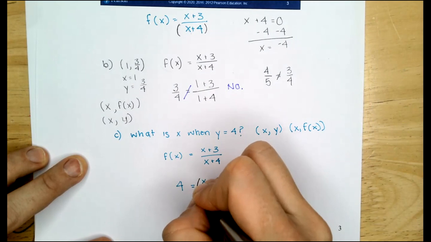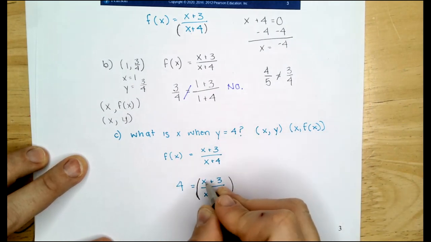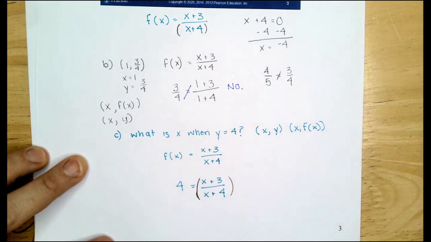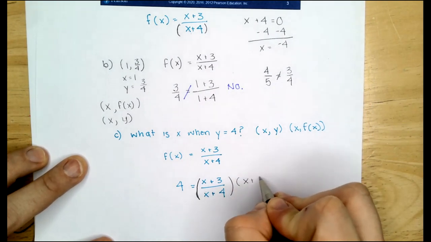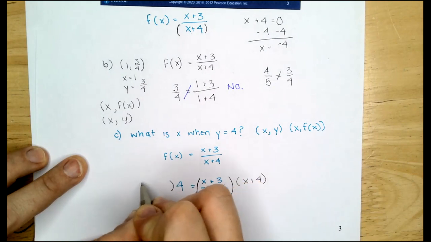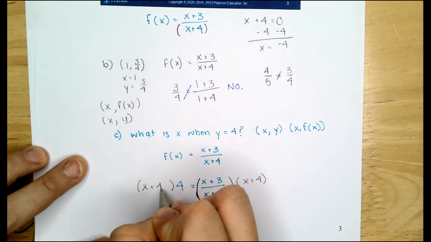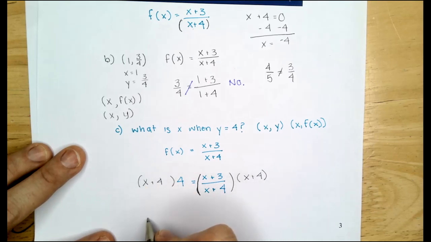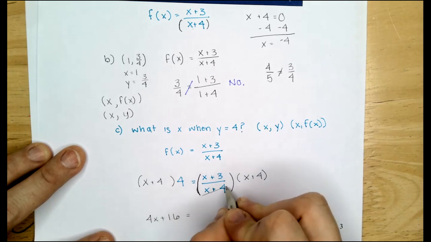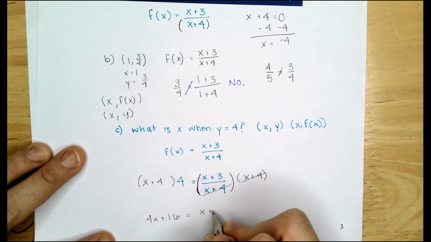Don't even worry about the x. Let's just get worried about the fraction because we have an x here and an x here. So it's not going to be super simple to solve, but we can do it. Get rid of the denominator by multiplying by that denominator. So let's multiply both sides by x plus 4 because anything I do to that side to get rid of the fraction, I have to do to the other side. Let's distribute that 4. 4 times x plus 4 is 4x plus 16. This cancels this, and we just get x plus 3.